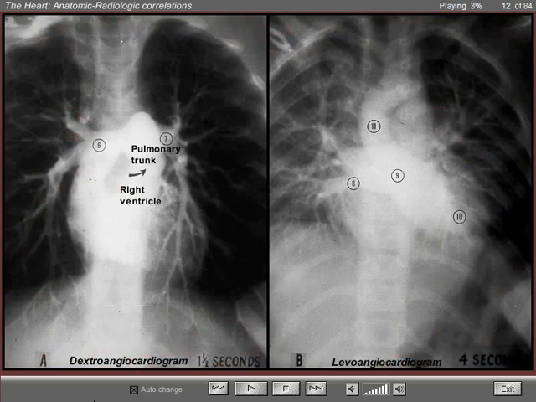To your left is the dextroangiocardiograph, and the curved arrow indicates the position of the pulmonary valve. And note the bifurcation of the right pulmonary artery indicated as number 6, and the bifurcation of the left pulmonary artery indicated as number 7.